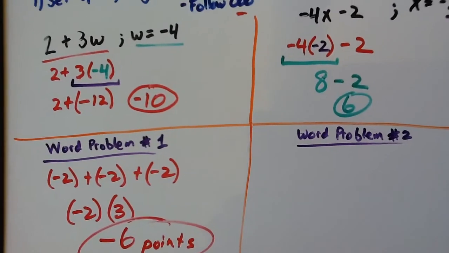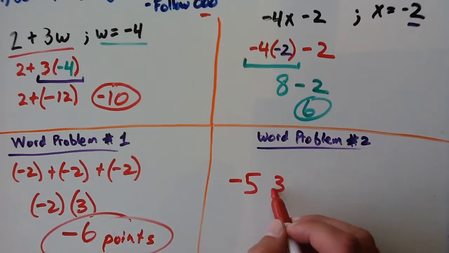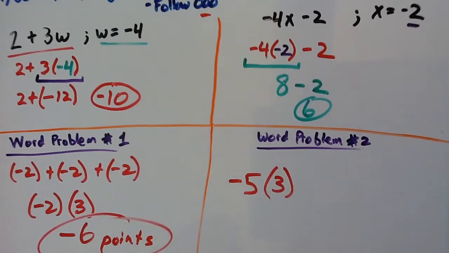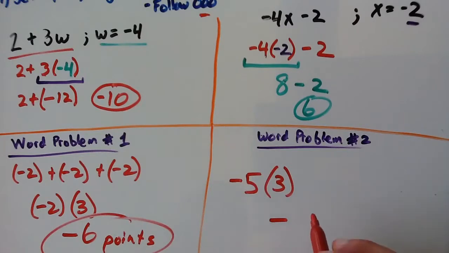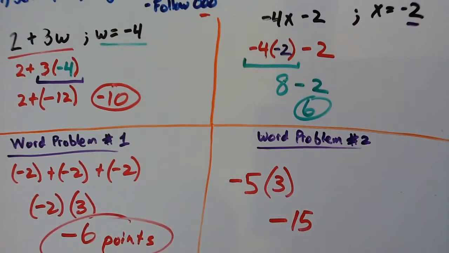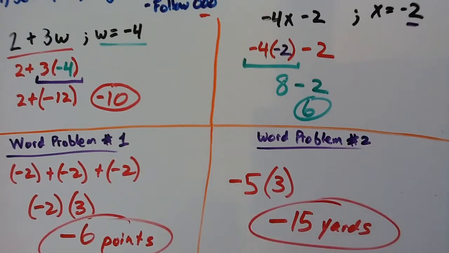Word problem number 2, a football team loses 5 yards. If you lose 5 yards, that's negative 5, going backwards 5 yards. A football team loses 5 yards on each of 3 plays. What is the change in yardage after those 3 plays? So they lose 5, then they lose 5, then they lose 5 more. So I have 3 negative 5's, or negative 5 times 3. Different signs, product's negative. 5 times 3 I know is 15. So the change in yardage is negative 15 yards. They have lost 15 yards.